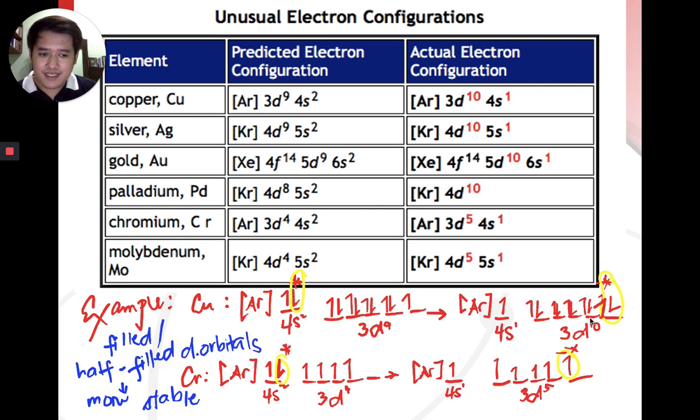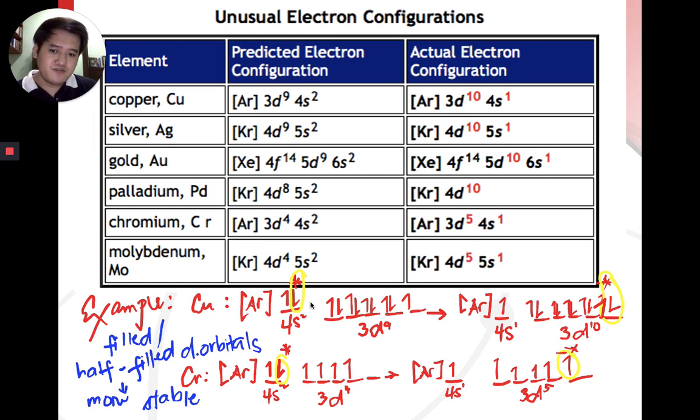They found out that a completely filled 3d orbital is more stable compared to an incomplete set. How do they know this? They observe the properties of copper compounds, the way it interacted with certain atoms, and they deduce this kind of information. They also have some advanced analytical techniques like X-ray crystallography to determine how a filled 3d orbital is actually more stable. So that is what happens for copper.